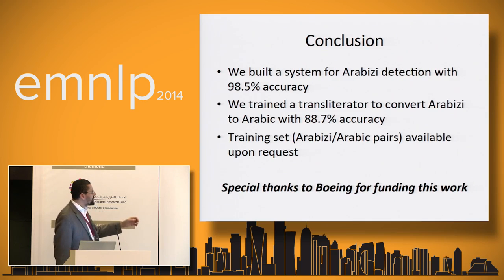Okay, so we built a system that can detect Arabizi that is nestled in with English with about 98.5% accuracy. We trained a transliterator that converts Arabizi to Arabic in context, and this gets about 88.7% accuracy. The training set for the Arabizi to Arabic is publicly available, so if you want it by any means, feel free to ask for it. And I would like to thank Boeing for funding some of this work. Thank you.